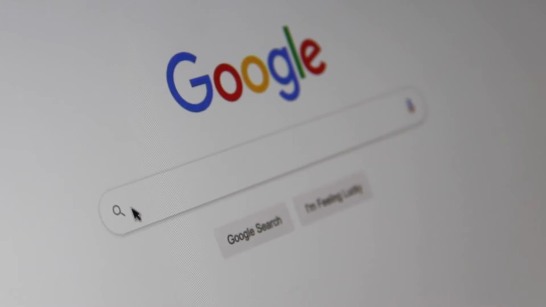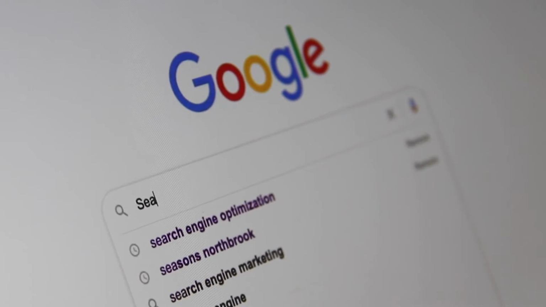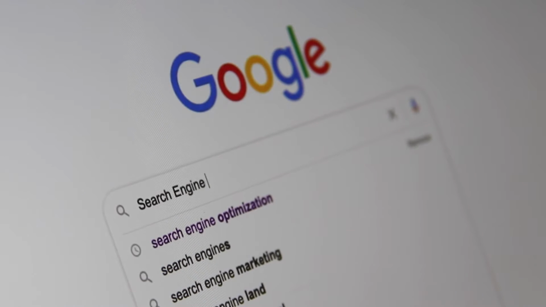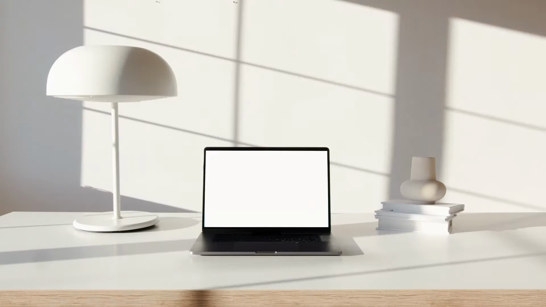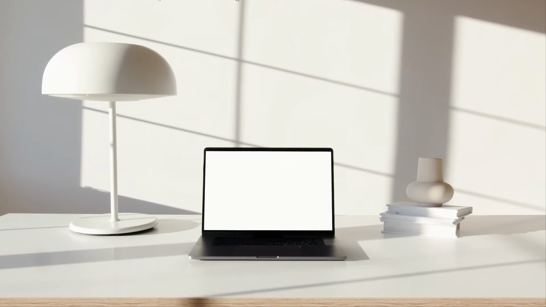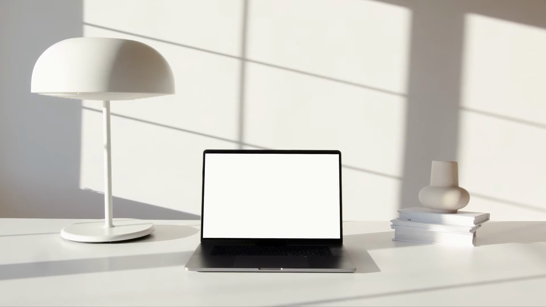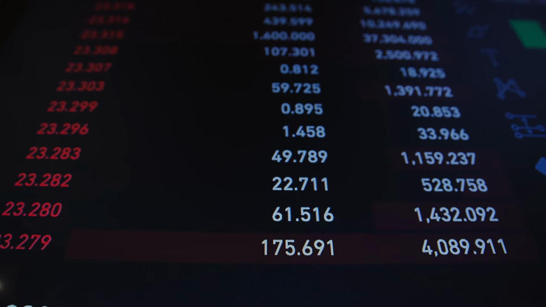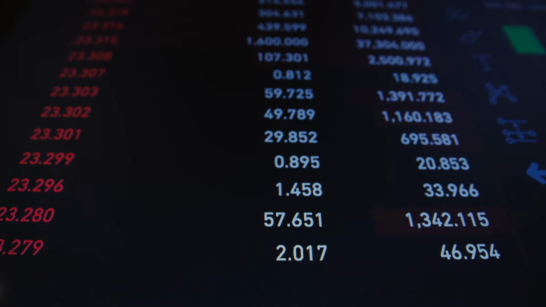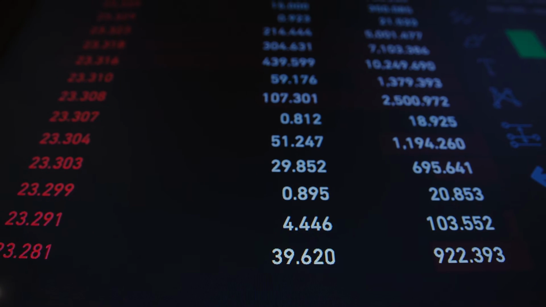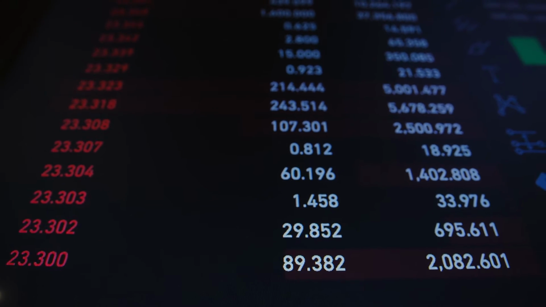eToro traders, do you want to explore futures trading on the eToro platform? You've come to the right place. Today, we will guide you through the steps to trade futures on eToro in 2024. Whether you are looking to capitalize on market trends or hedge your existing positions, eToro offers a user-friendly interface and a diverse range of futures contracts. So guys, let's get started.